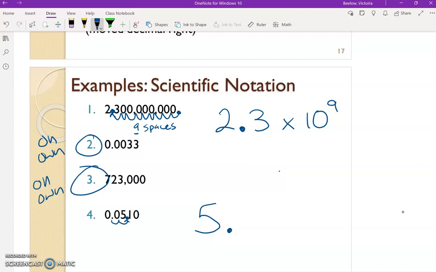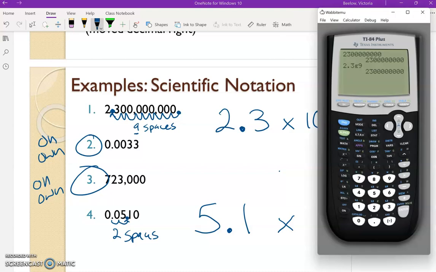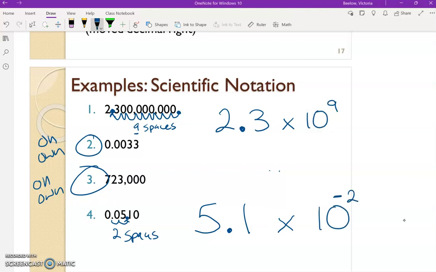And this time, notice I moved it to the right. Okay, so I moved it 2 spaces to the right. So I have 5.1 times 10 to the negative second because I moved it to the right. So if I put this in my calculator, I would actually get the same value, 0.051. So do 2 and 3 on your own, and in the next video, I'll explain the stuff in the calculator.